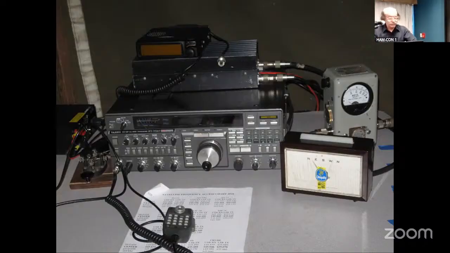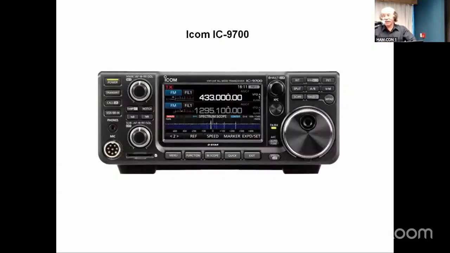This is at the Field Day tent, actually. That's what a 9700 looks like used. It's like a quarter the size of the 736, but 5 times the price.